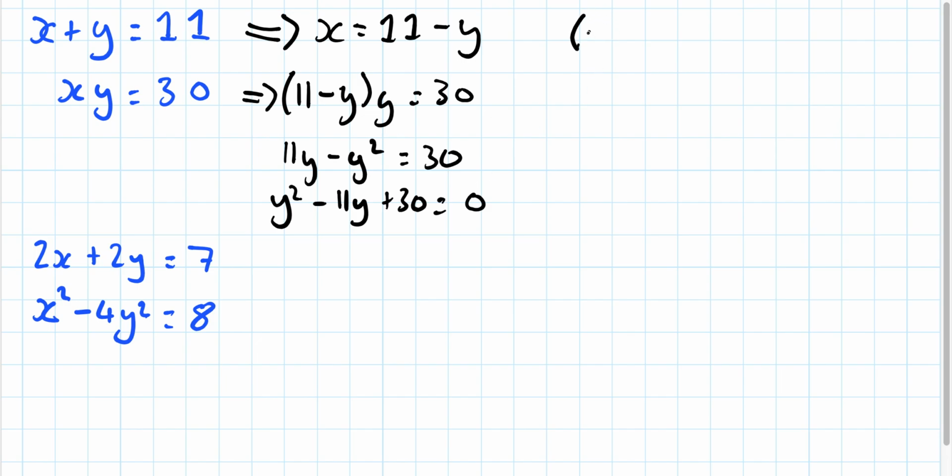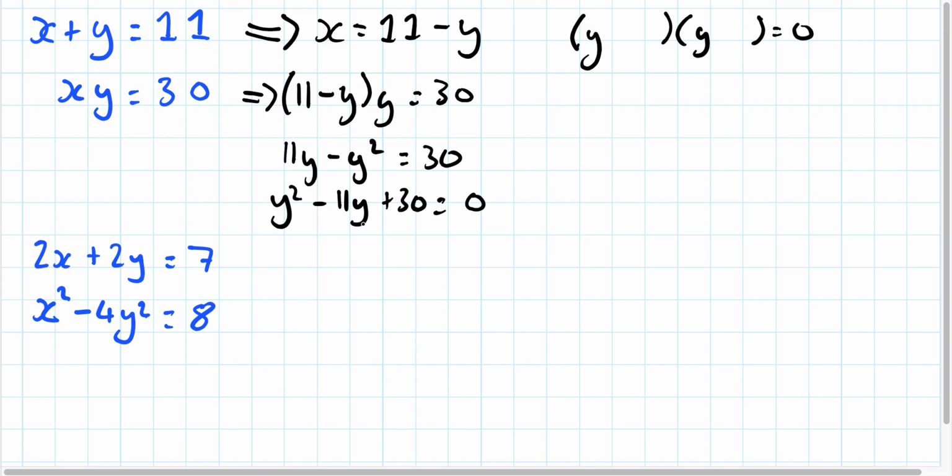So I've got y squared minus 11y plus 30 equals 0. Two numbers that multiply to give me 30, and add or subtract to give me 11, is going to be 6 and 5. And they need to add to give me minus 11, so it's going to be minus 6 and minus 5. Therefore, y equals 6 and y equals 5. Remember, with quadratic simultaneous equations, you'll have two sets of answers. So now I'm going to use each one.